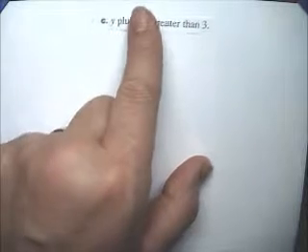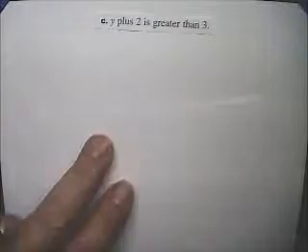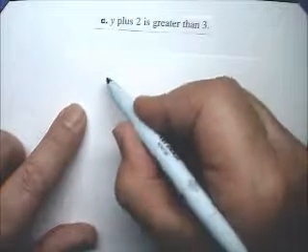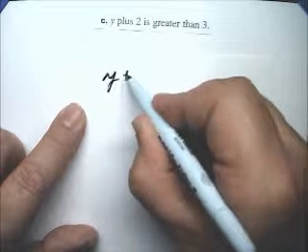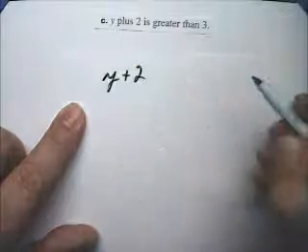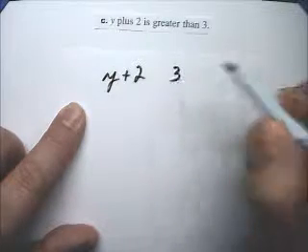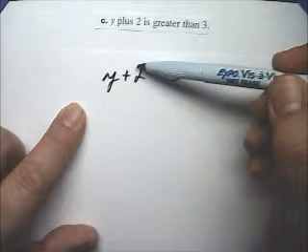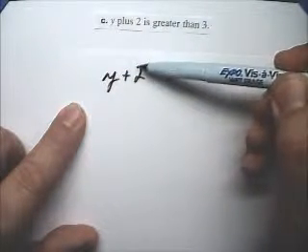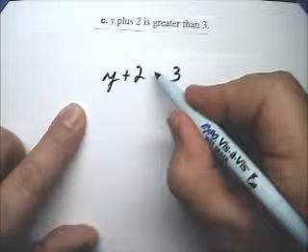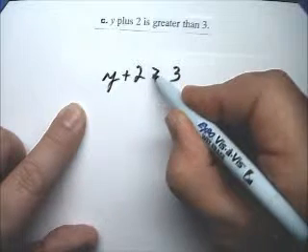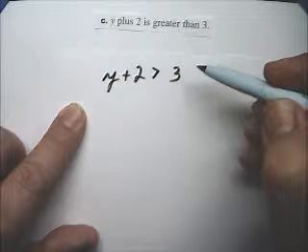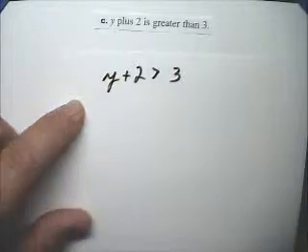Y plus 2 is greater than 3. So let's get y plus 2, and here's my 3. Now it says that this y plus 2 is the greater number. See, y plus 2 is greater. So that means the big side is toward the greater number, and the small side ends up toward the lesser number.